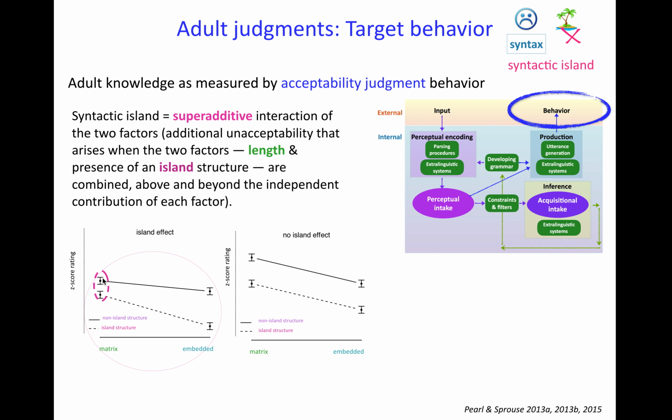So again, you can see here, you drop this much from going from the absence to the presence of an island structure. You drop this much, right, when you're going from here to here, which would be from matrix to embedded. And this is much more than you expect. This is beyond the impact of each of those two factors. So that's our superadditive effect. And again, we're seeing this show up as non-parallel lines.